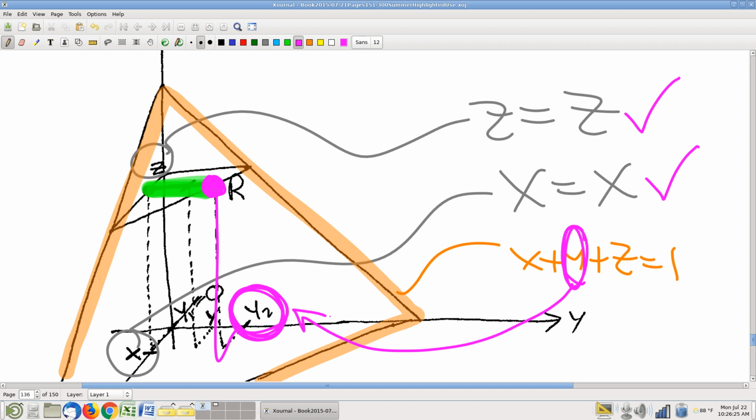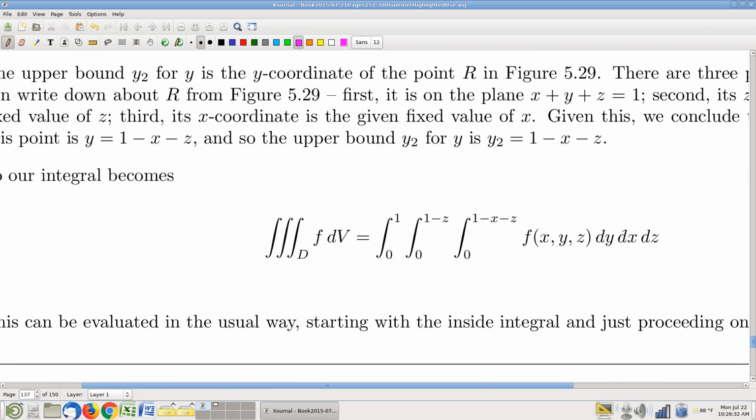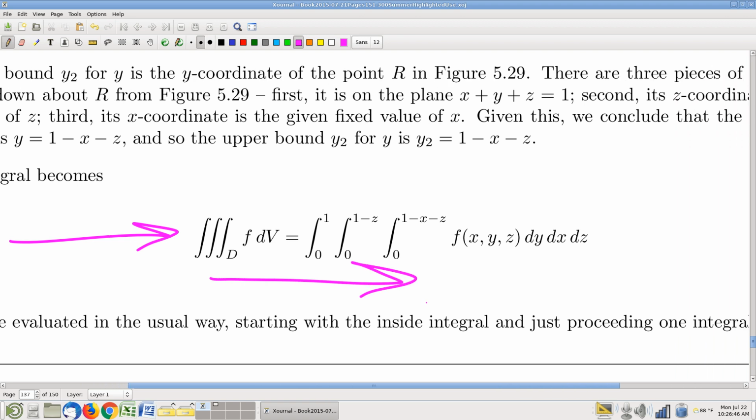How are we doing? Everybody happy? Right. So the y bounds are 0 to 1 minus x minus z. And here you go, we've done phase 2. There was some application that gave us a triple integral, and we have now turned that triple integral into an iterated integral. Phase 3 is just plug and chug. You have 3 single variable integrals to compute. Keep carefully in mind what's a variable and what's a constant throughout those calculations.